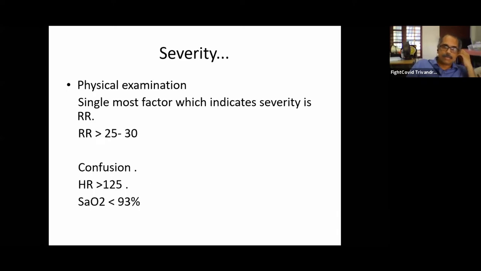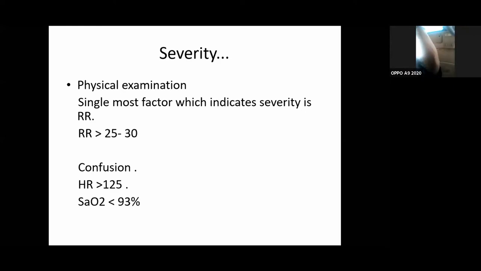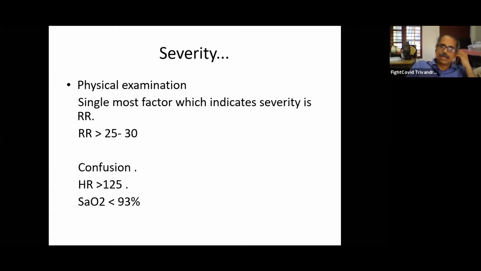Coming to how to assess the severity of a community-acquired pneumonia, the most important factor is the physiological examination, especially the respiratory rate. Counting the respiratory rate in pneumonia is very important. Any respiratory rate which goes beyond around 25 or 30, we can say that the patient is likely to have a severe pneumonia. In addition to the respiratory rate, confusion, heart rate, especially when the heart rate goes beyond 125, or when the saturation is 93 or less, also to a certain extent indicate severe pneumonia. Overall, the respiratory rate is the most important physiological factor which decides the severity. In addition, confusion, heart rate, and oxygen saturation will give an idea about the severity of a community-acquired pneumonia.